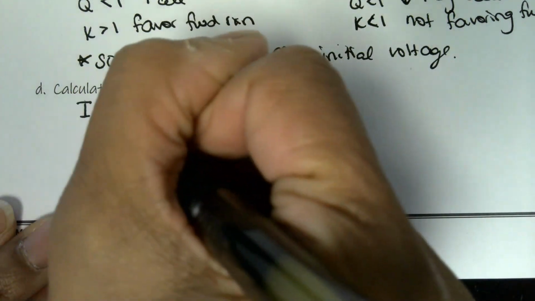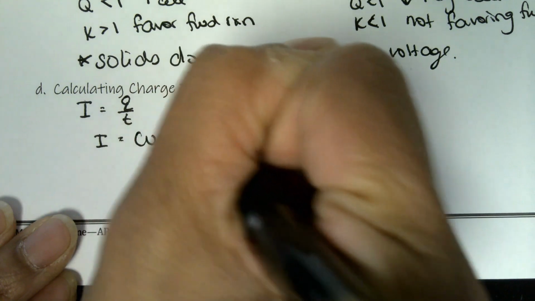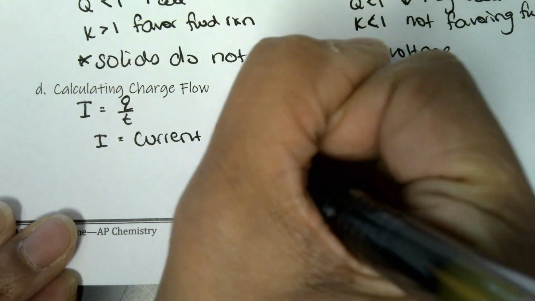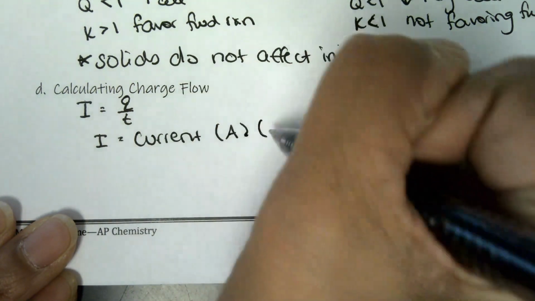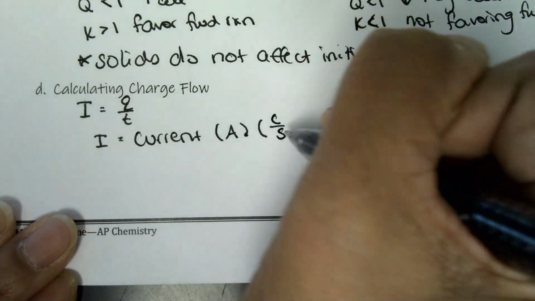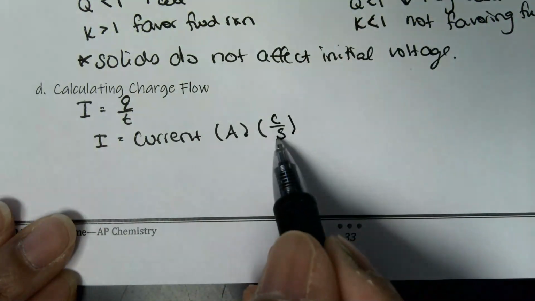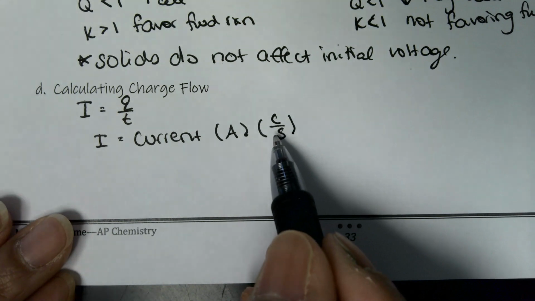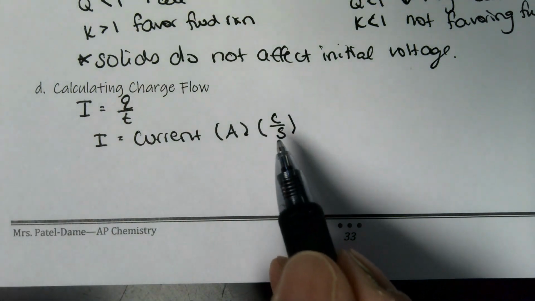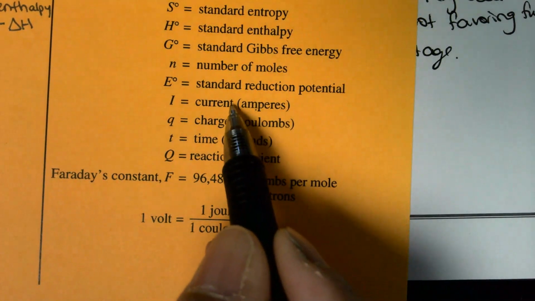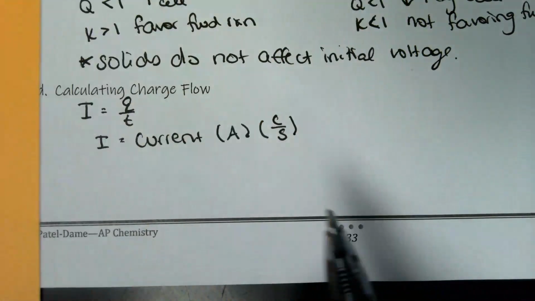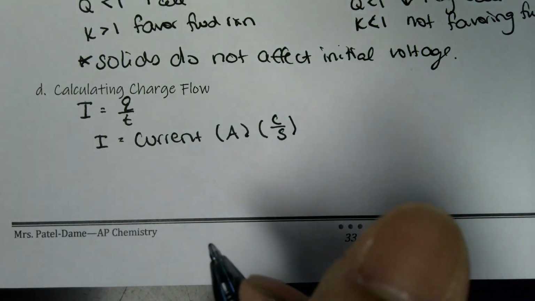So again, I is current. That is measured in amps, but amps are also equal to coulombs over seconds. So this one is going to be more user-friendly for what we need it to be. So I would even change that right in here as well. So instead of current, I would make it into coulombs over seconds.